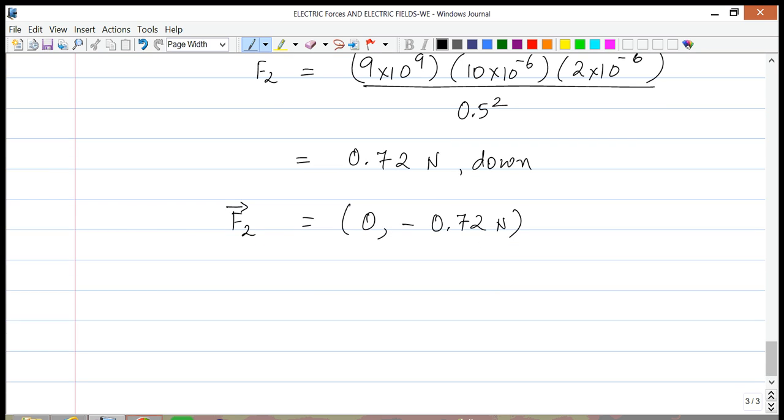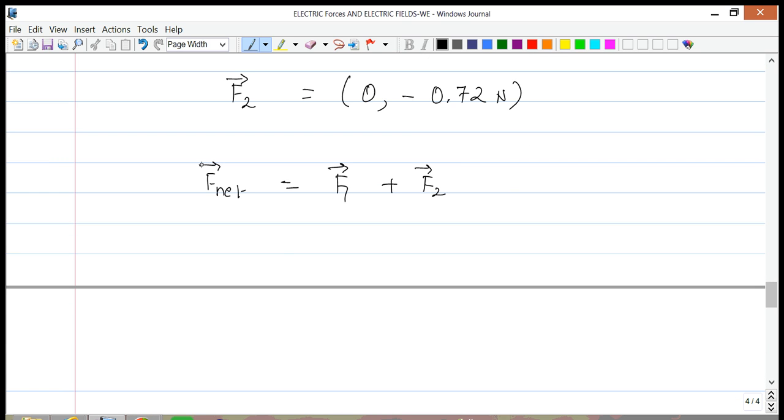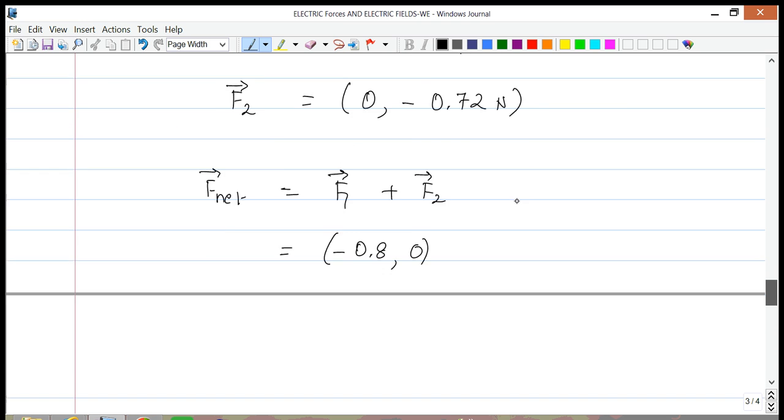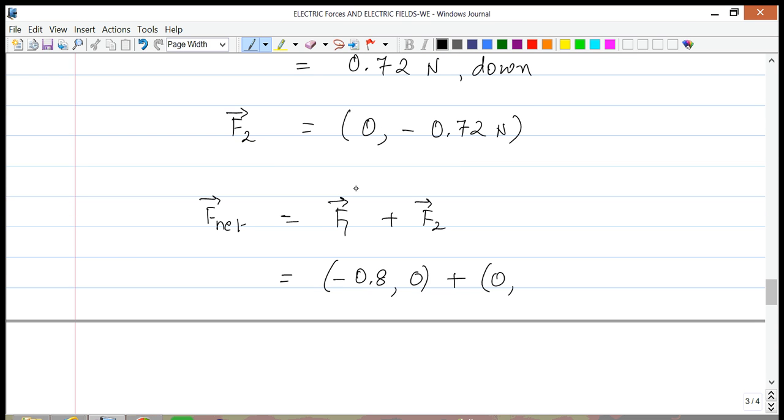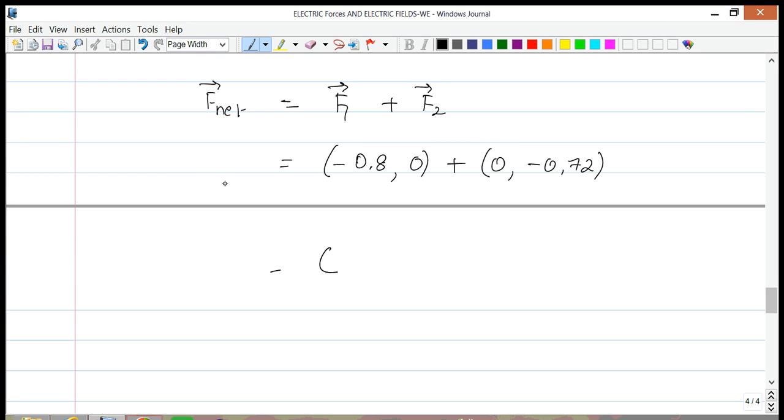Great, now we have F1 and F2. The rest is very simple. Let's write Fnet. Fnet is going to be equal to the sum of the forces F1 plus F2, and this is going to be equal to negative 0.8 comma 0 plus 0 comma negative 0.72. When we add this up, we end up getting negative 0.8 comma negative 0.72.